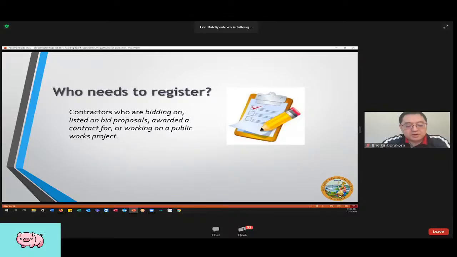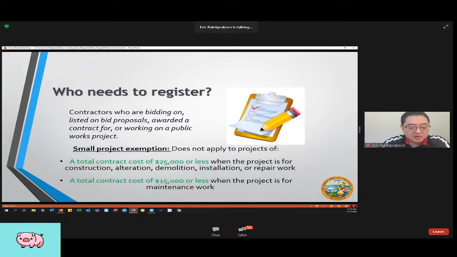As covered earlier, a public works contractor must be registered with the DIR by the time bidding occurs. To bid on projects, to be listed on bid proposals, to be awarded a contract for, or working on a public works project, your registration must be active. Except for the small project exemptions that you see at the bottom: a total contract cost of $25,000 or less for construction, alteration, demolition, installation, or repair, or a total contract cost of $15,000 or less for projects concerning maintenance.